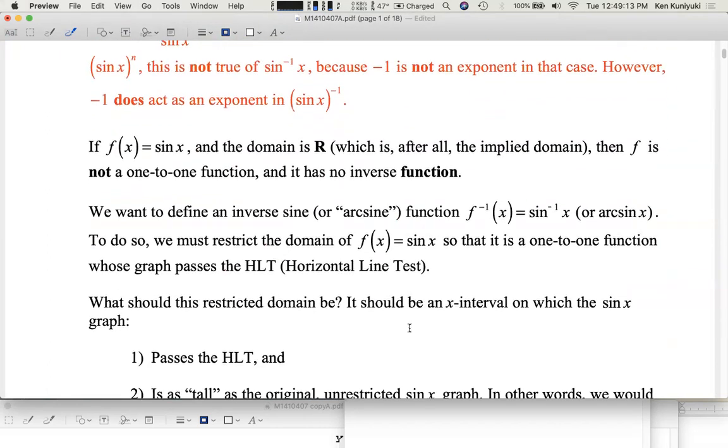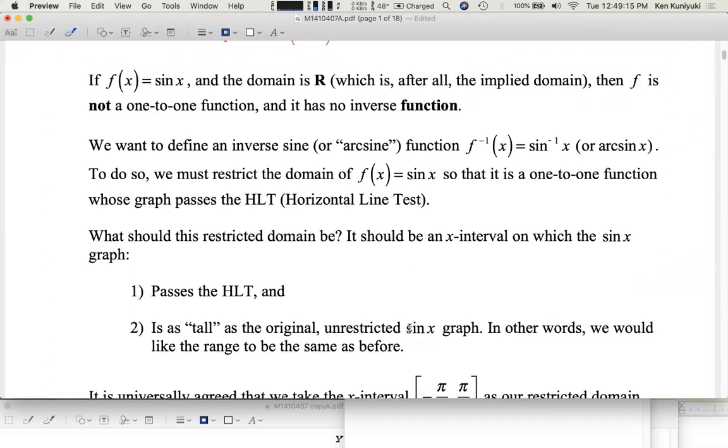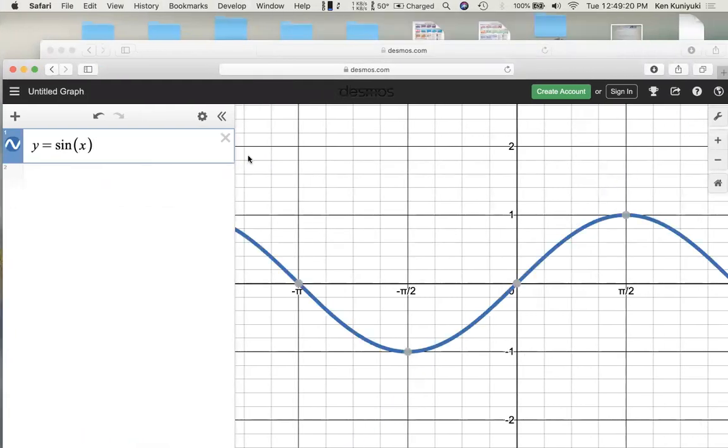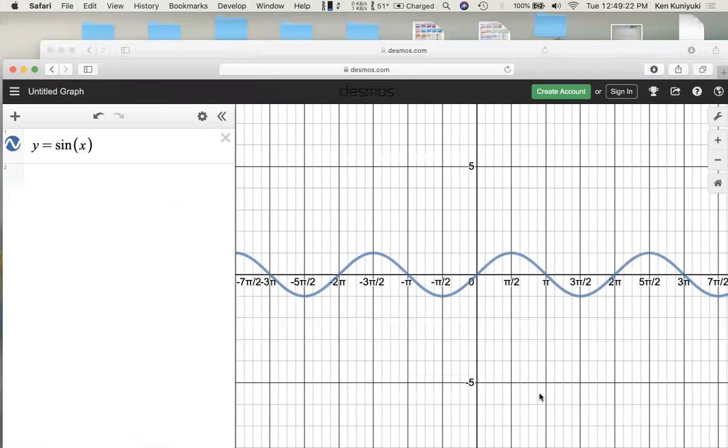Now, in the beginning, we have y equals sine of x. Let's consider the graph of y equals sine of x, the sine wave. But there's a problem when we try to invert this and get an inverse function, inverse sine of x.